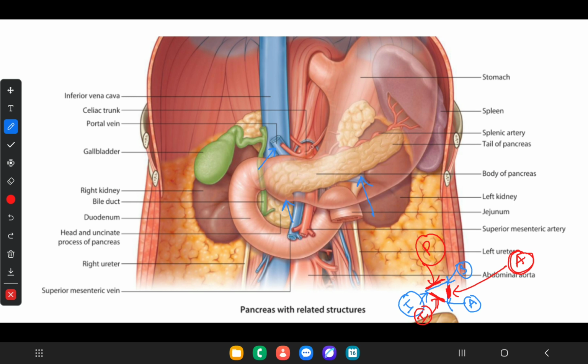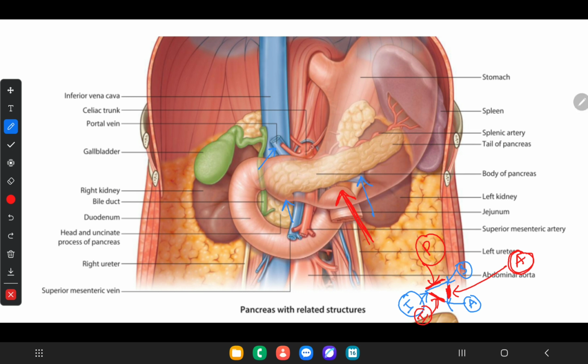The inferior surface of the body of the pancreas is in contact with the duodenojejunal flexure. Here is the duodenojejunal flexure. Here, this is the duodenojejunal flexure, and coils of the jejunum and the left colic flexure are there.